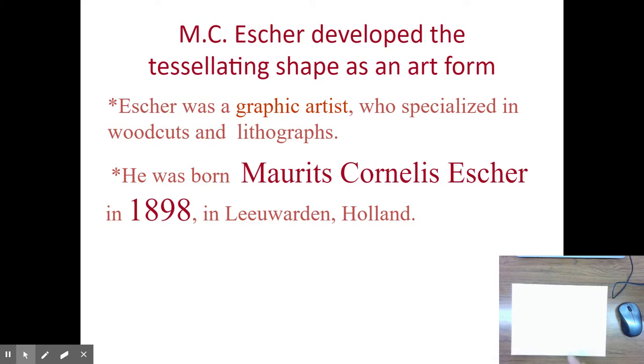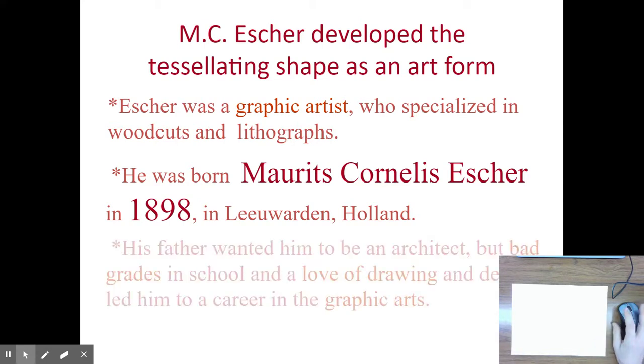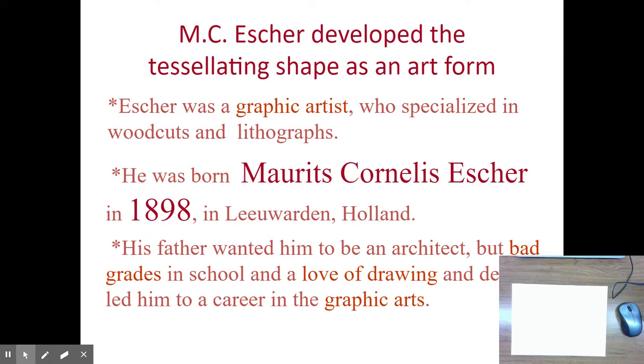Although we call him M.C. Escher, his full name is a bit more complicated. He was born in 1898 in Holland. His father wanted him to be an architect, but his grades did not hold up for that career, especially his math grades. His math grades were very poor, which we'll find ironic as we look at his later artwork. So that's why he went into graphic arts.